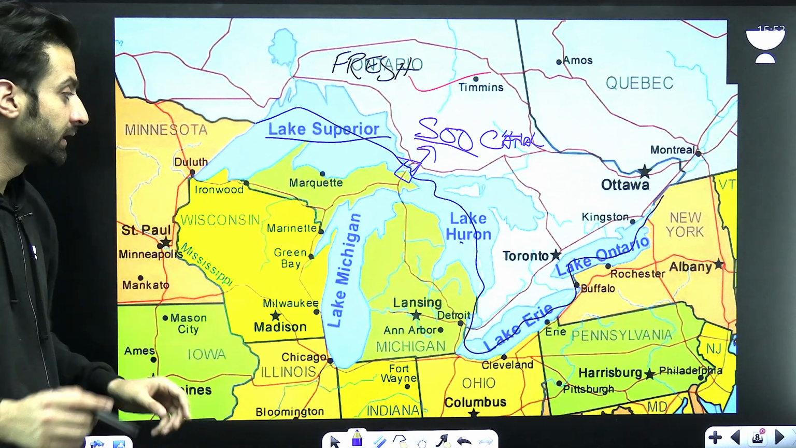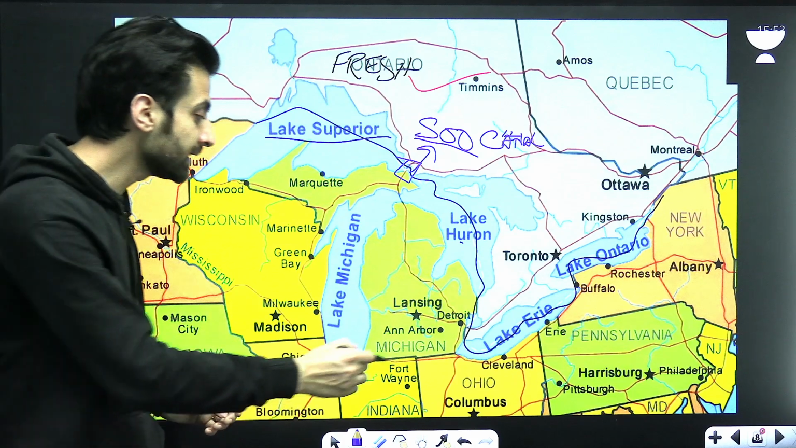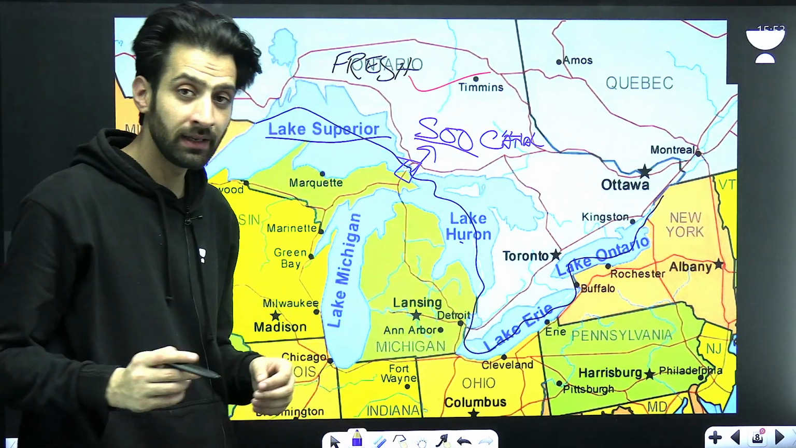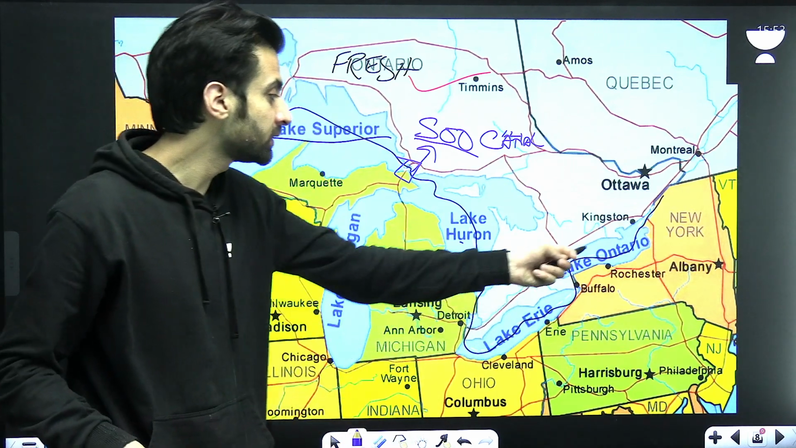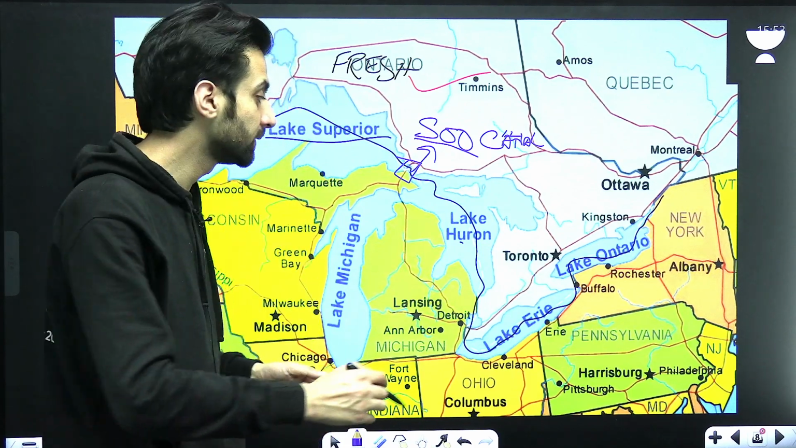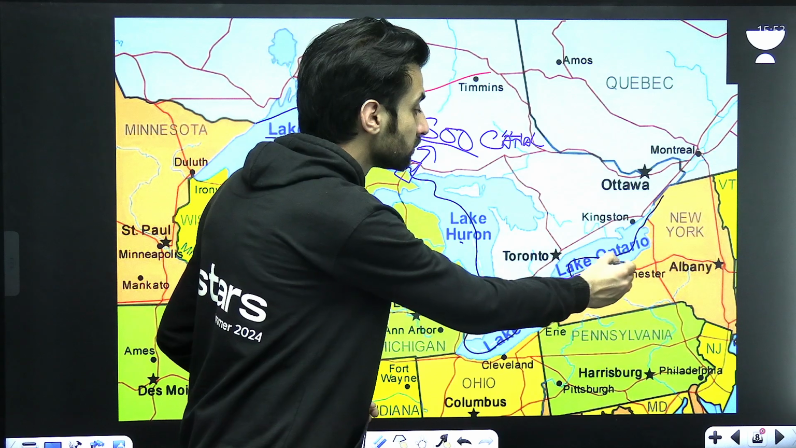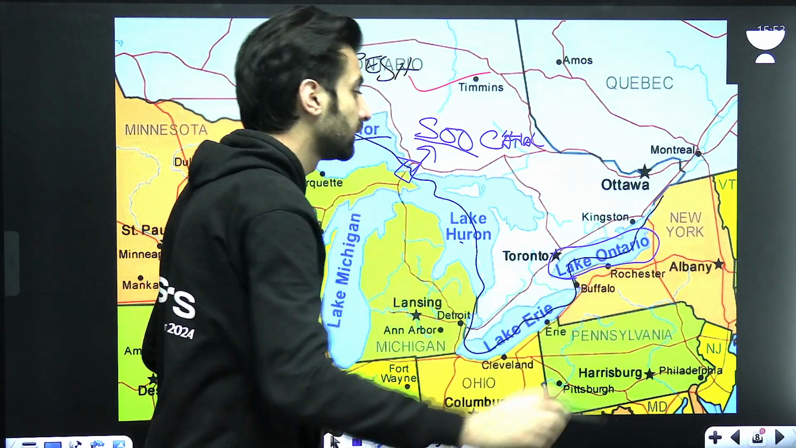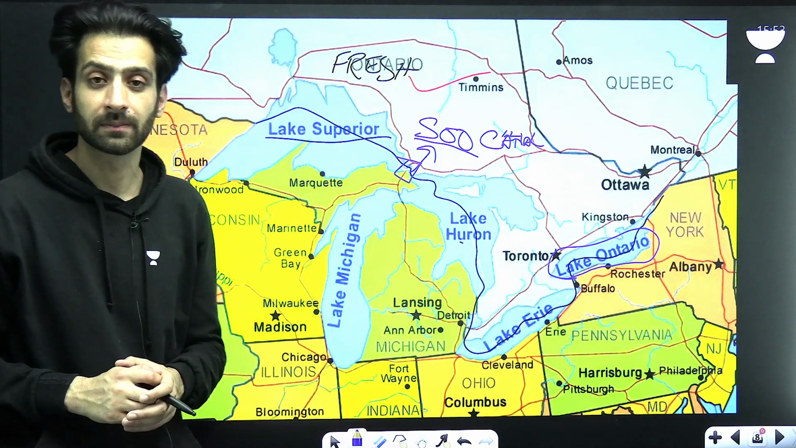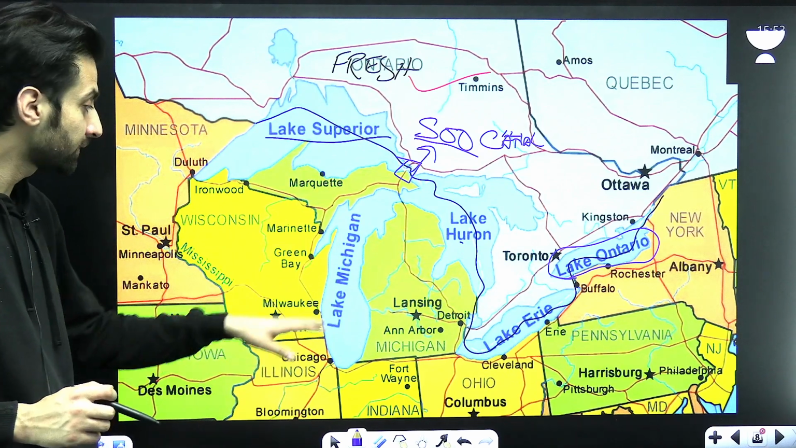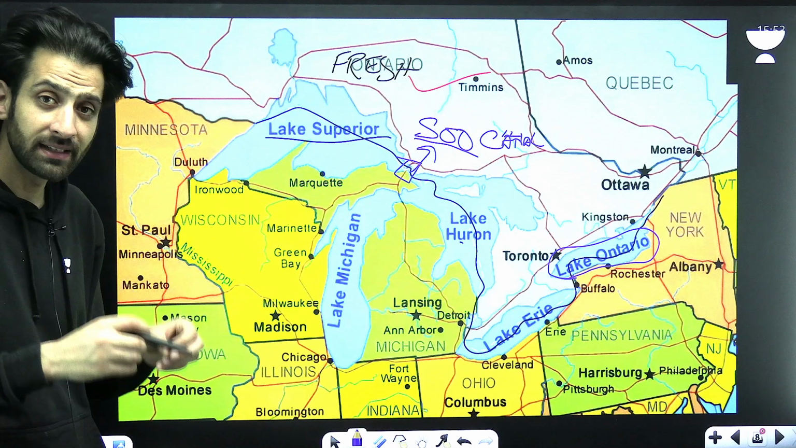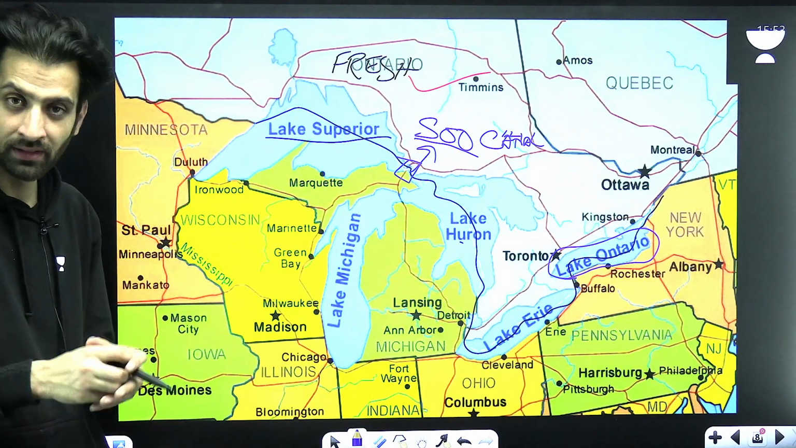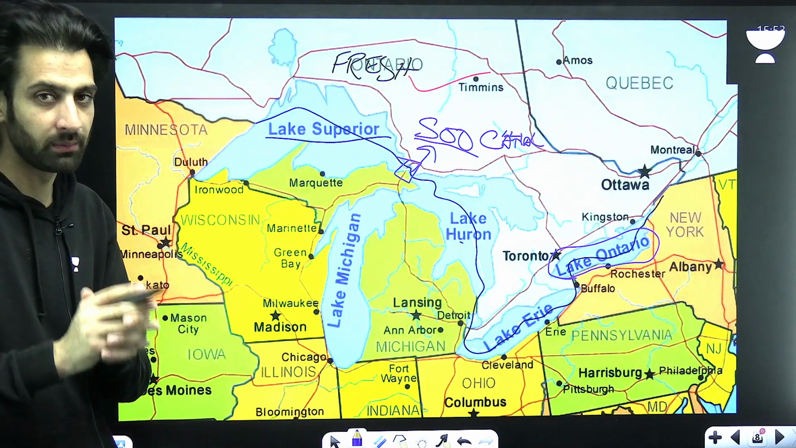Connected, they are connected. Then you have one more lake, that is Lake Erie. Lake Erie, and finally Lake Ontario. Lake Ontario, if you can see here, is the smallest lake in the 5 Great Lakes. These are the 5 lakes, and finally you have Lake Michigan, that is entirely located in United States of America.